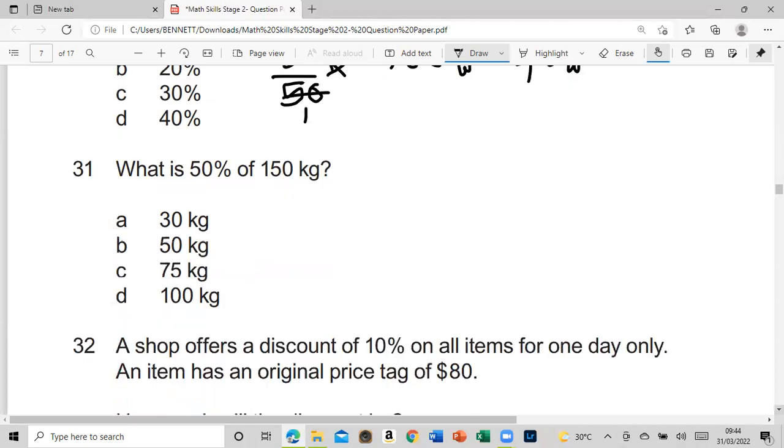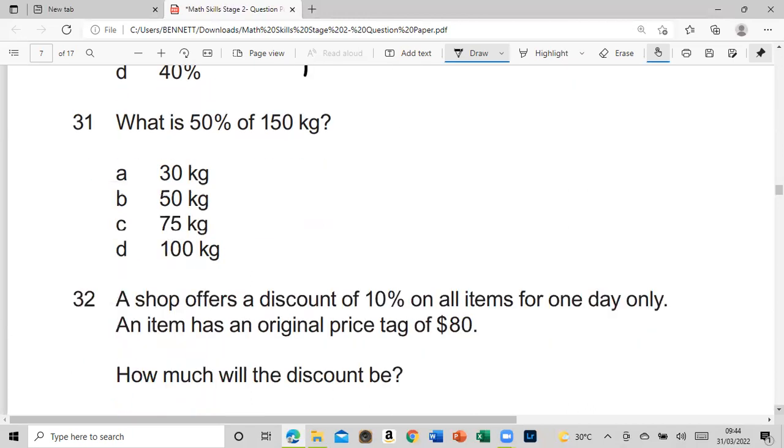Number 31. What is 50% of 150 kilograms? Okay, I'll just leave it right. 50 over 100 times 150.